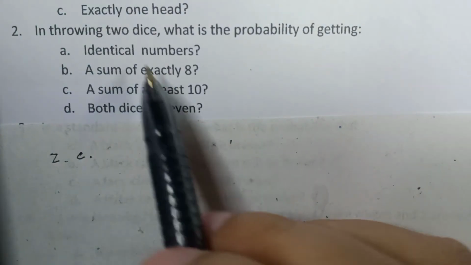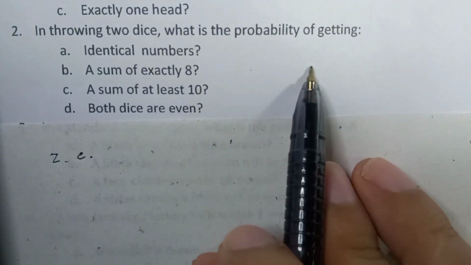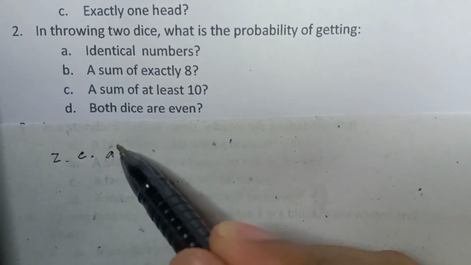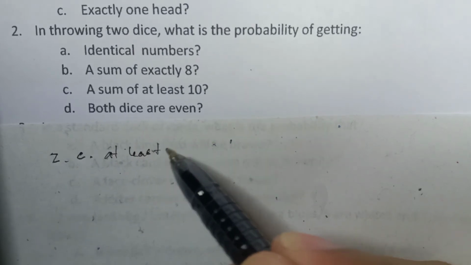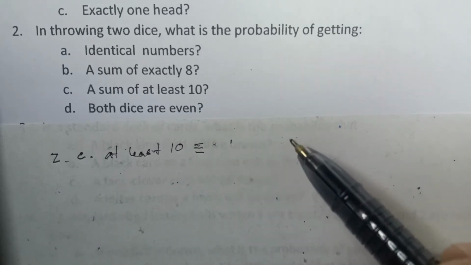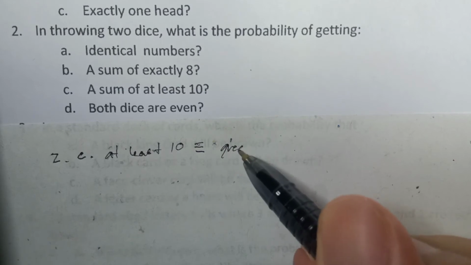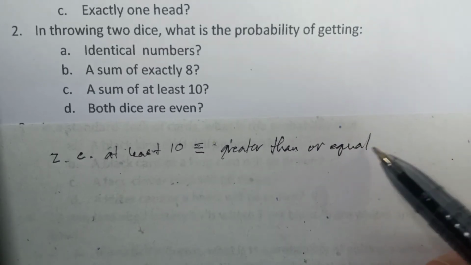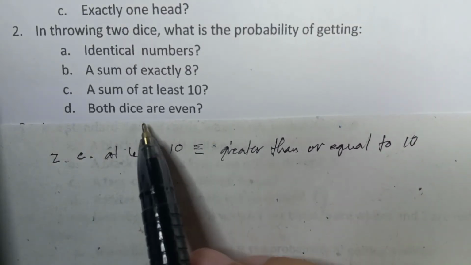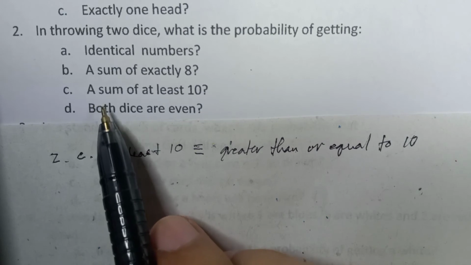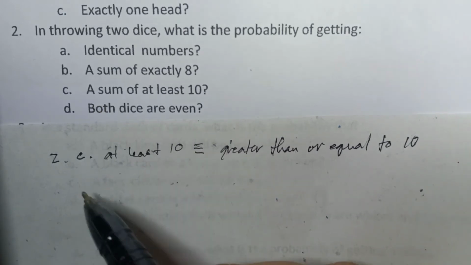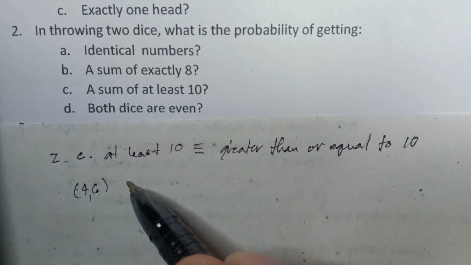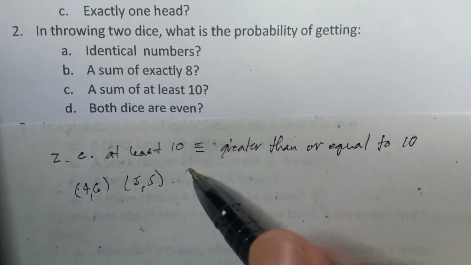letter C. In throwing 2 dice, what is the probability of getting, let's say, a sum of at least 10? When you say at least 10, that is simply the same as greater than or equal to 10. So the possible combinations to have at least 10 will be these numbers. So we have 4 6, 5 5, and 6 4.